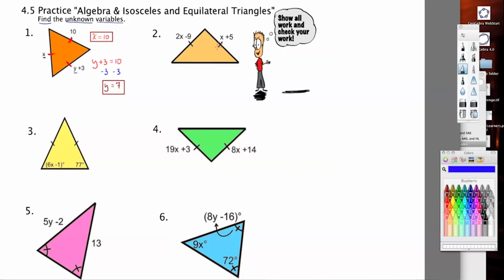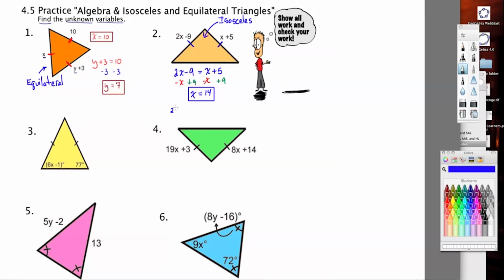Number two, we have an isosceles triangle. We have one pair of congruent sides. So in an isosceles triangle, we can set those expressions equal to each other. So we're going to say 2x minus 9 equals x plus 5, and just solve. Subtract x from both sides. Add 9. So we get 14 for x. And that is our solution.